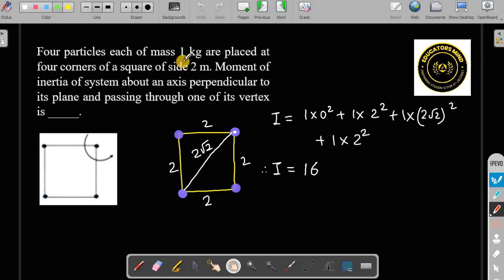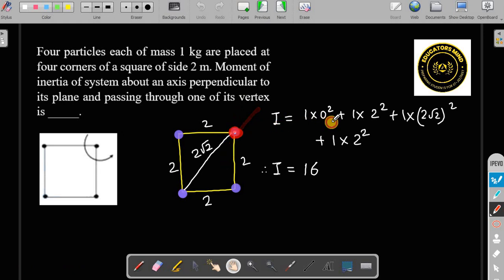Next: 4 particles each of mass 1 kg are placed at the 4 corners of a square of side 2 meter. Find the moment of inertia of the system about an axis perpendicular to the plane and passing through one of its vertices. So let's say this is the axis, right?